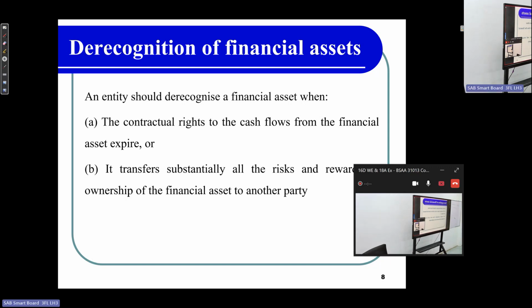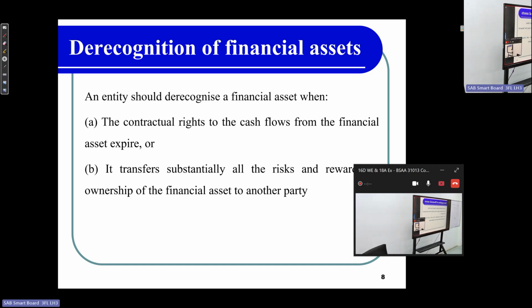Example. Discharge means we have settled the liability. Let's say there is a creditor and we settled. Do we need to derecognize the liability? Yes, we settled it, so that is discharge.